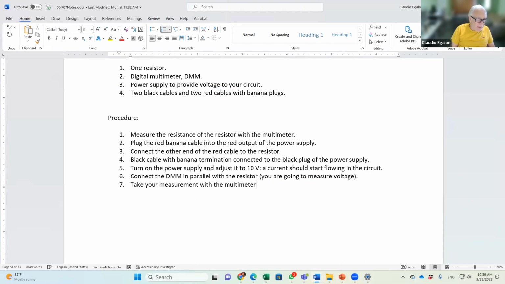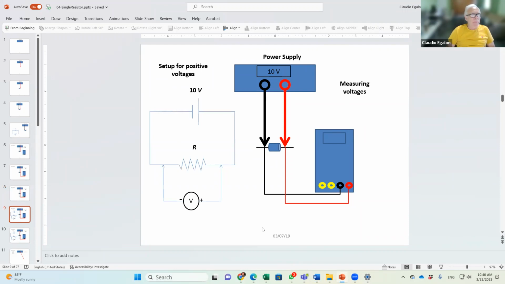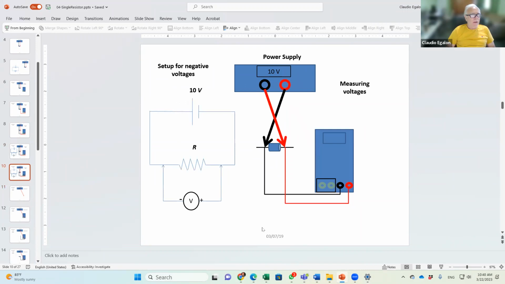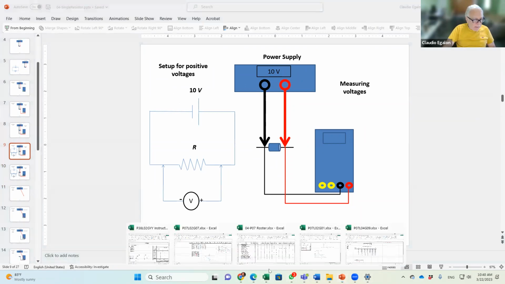You should read 10 volts. Okay, so there you go. That's how it looks in a circuit diagram. The multimeter is working as a voltmeter. Okay. And what else do we have to do? Oh, by the way, let's go to the spreadsheet, right?